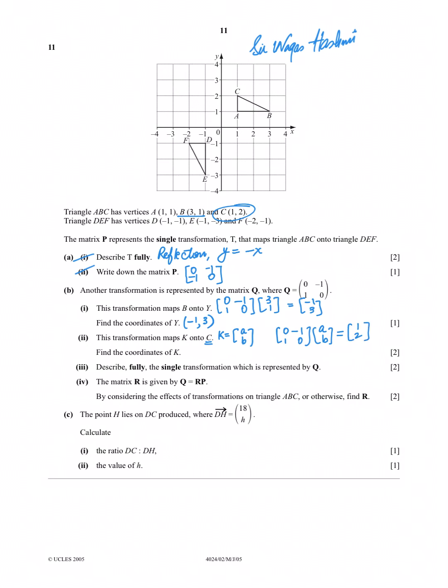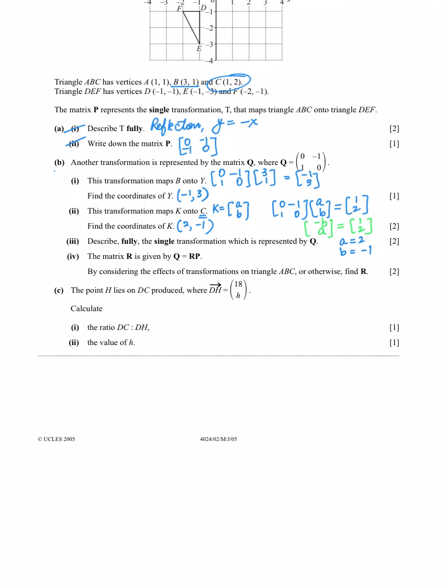Alright, now you need to multiply those. So 0 into a is 0, minus 1 into b is minus b, 1 into a is a, and 0 into b is 0, equals to 1 and 2. Alright, so this is the answer of a and b. So we got a is 2 and b is minus 1. So the coordinates of K is 2, minus 1. That is your answer.